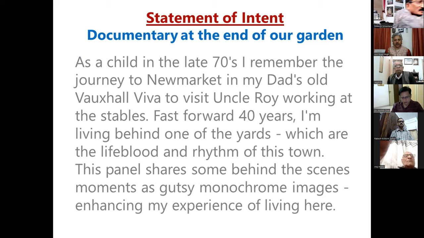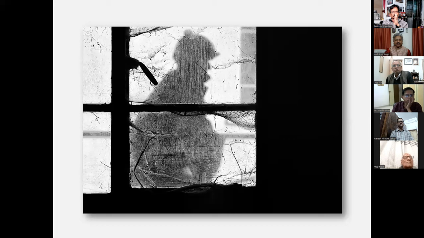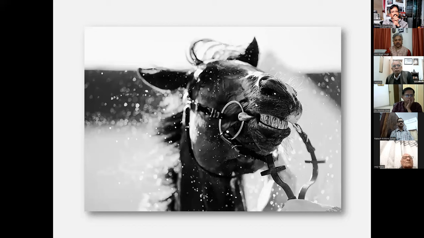Fast forwarding 40 years, I am living behind one of the yards, which are the lifeblood and rhythm of this town. This panel shares some behind-the-scenes moments as gutsy monochrome images, enhancing my experience of living here. And these are the images. Very unique images in the applied category.